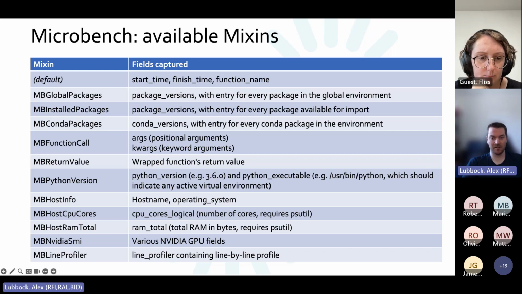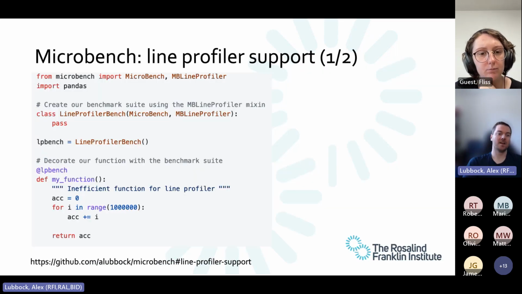the Python version that was used, and the executable location, so it helps to indicate if there's an active virtual environment, information on the host, CPU cores, RAM, information on GPUs, and line profiler, which I'll come to next, and this is useful if you want to do more on the benchmarking side.